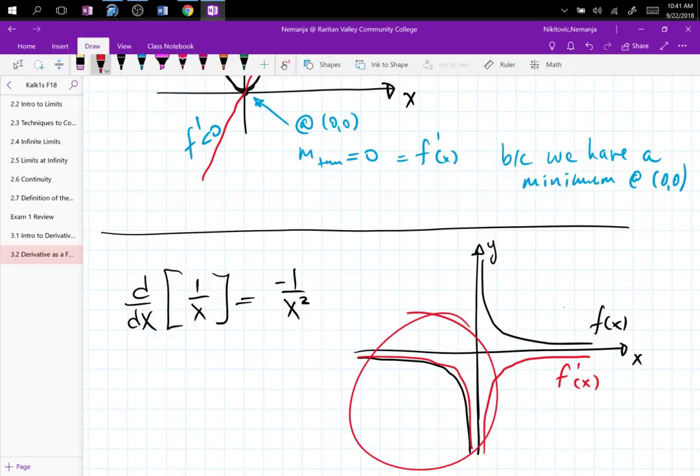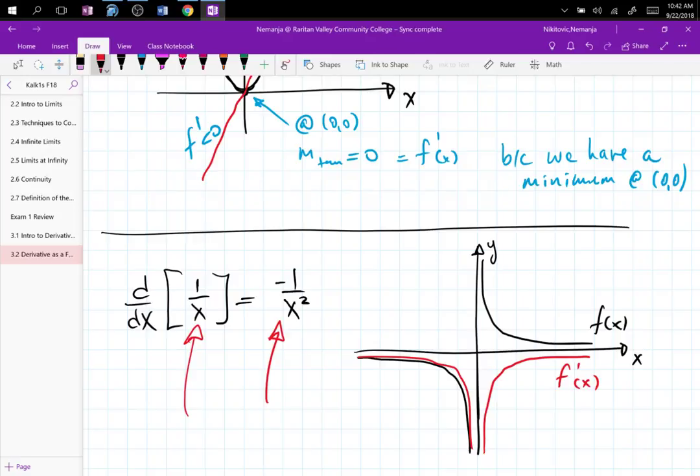These do not exactly overlap here. They're very close to each other. They don't overlap because one is 1 over x, the other one is 1 over x squared, so it cannot be the same line.